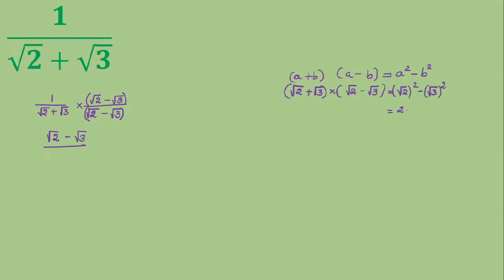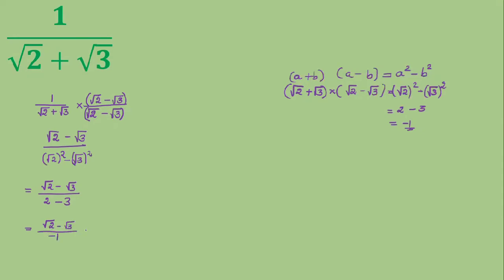So 2 minus 3. Root 3 square is root 3 into root 3, that is 3. So 2 minus 3 is minus 1. It is a rational number. So root 2 plus root 3 into root 2 minus root 3 is root 2 square minus root 3 square. So root 2 minus root 3, divided by root 2 square, which is 2, minus 3. So root 2 minus root 3 divided by minus 1.